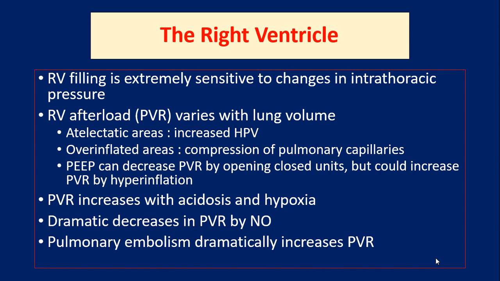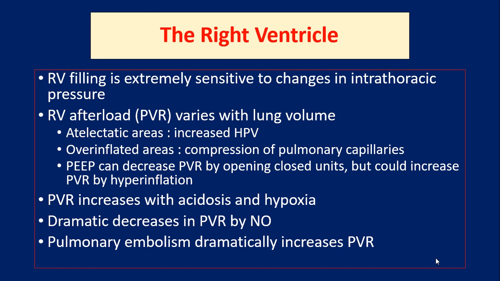So RV filling is extremely sensitive to changes in intrathoracic pressure. Right ventricle afterload, that is the pulmonary vascular resistance, varies with the lung volume. As we all know, if the lung volume is very high, overdistended, the pulmonary vascular resistance goes high. If the lung volume is very low, atelectasis takes place, again the pulmonary vascular resistance goes high. So RV afterload changes in both conditions. In atelectatic areas, there is hypoxic pulmonary vasoconstriction. In overinflated areas, compression of the pulmonary capillaries takes place.